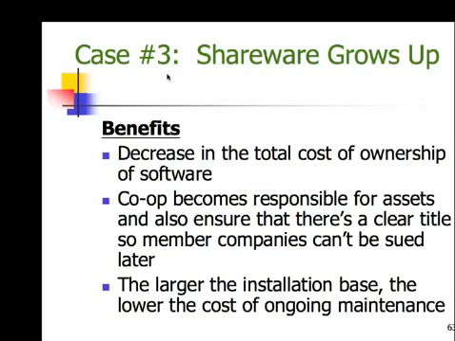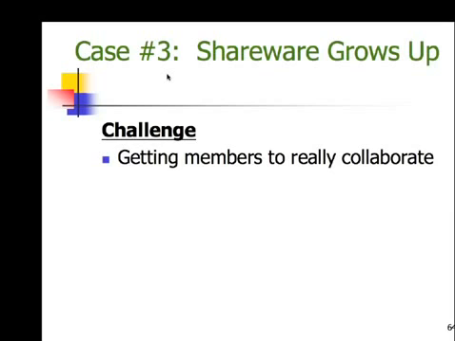And co-ops actually become responsible for assets, and also ensure that there's a clear title so member companies can't be sued later. Actually, Google's really good at that too, if you haven't noticed. There's so many disclaimers on everything. We're providing this for you, and you agree not to sue us, ever. We're going to use all of your information. We're going to use your address book. Okay. And in the larger installation bases, there's lower cost of ongoing maintenance and things of that nature.